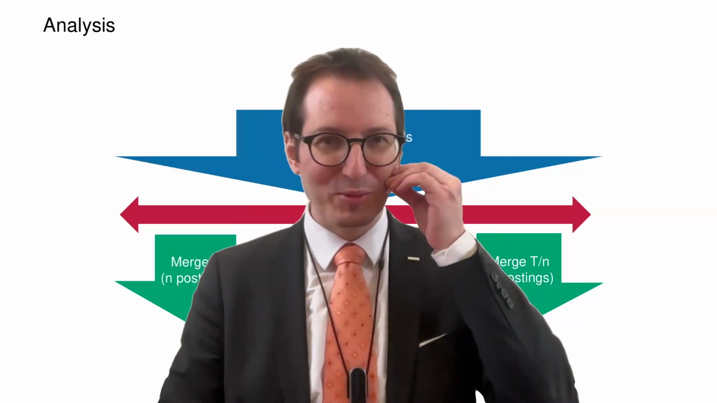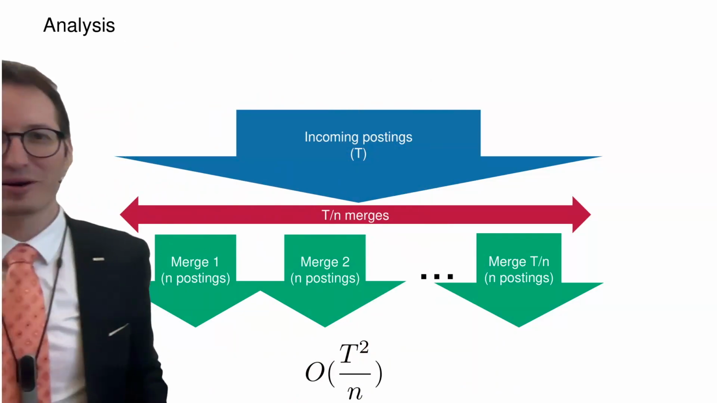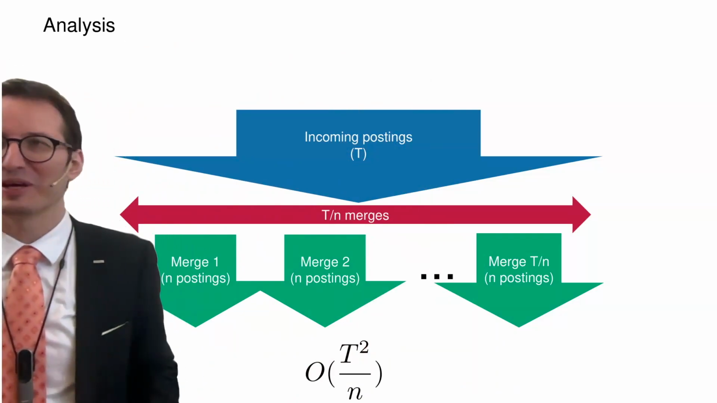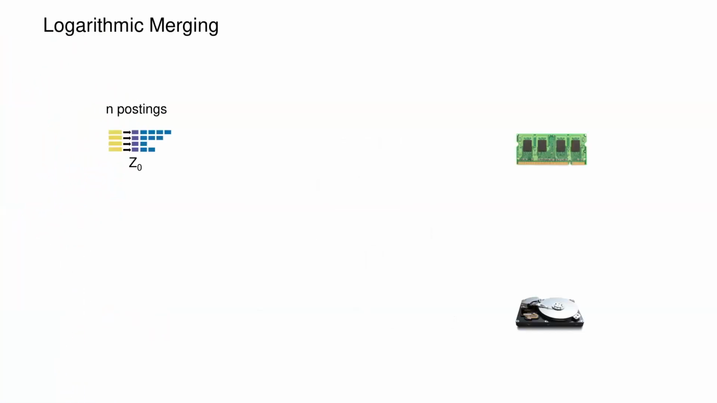Welcome back, everybody. So let's take it from this cliffhanger on this absolutely awful complexity that we don't like at all in big data, quadratic, not good at all. Can we do better? Yes, of course, the answer is yes. That's the whole point of the cliffhanger.